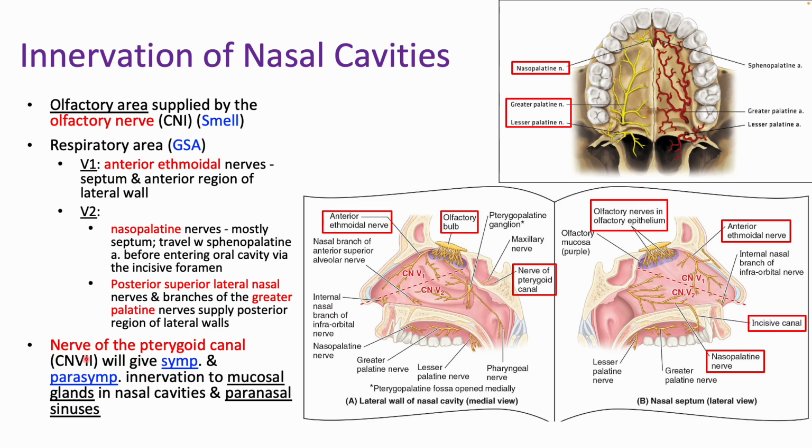We also want to note the nerve of the pterygoid canal. That's going to be pictured really small up here. And so that's a branch of the facial nerve, we remember, and it's going to give sympathetic and parasympathetic innervation. And remember that's receiving sympathetic from the deep petrosal, parasympathetic from the greater petrosal nerves, and it's going to provide innervation to mucosal glands in the nasal cavity and paranasal sinuses.